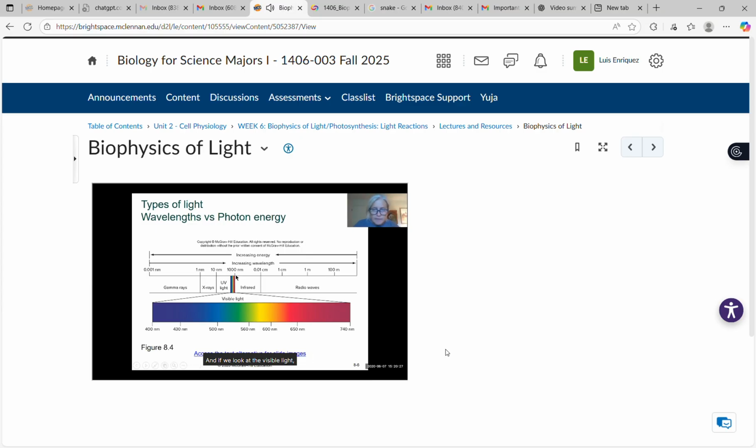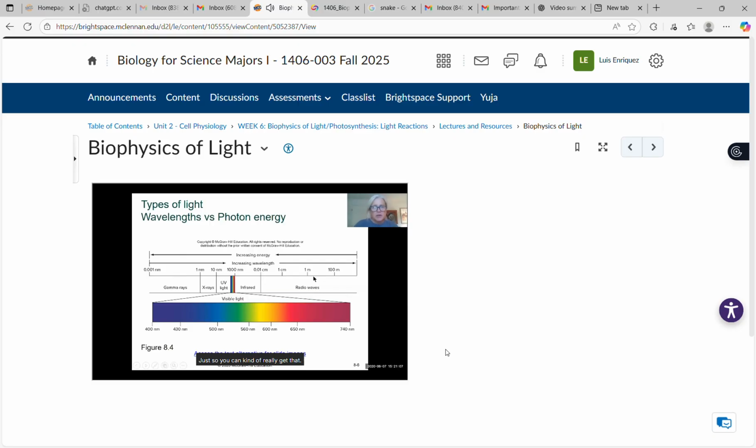And if we look at the visible light, we see the blues are on this side. They have the shorter wavelengths than the reds that have the longer wavelengths. And then if we look at how much energy, again, the relationship is the longer the wavelength, the less energy the photons have. The shorter the wavelength, the more energy. So if we look at gamma rays, we see they're the shortest, then we know they have the most energy in the photons. And radio waves, longest, they have the least energy.